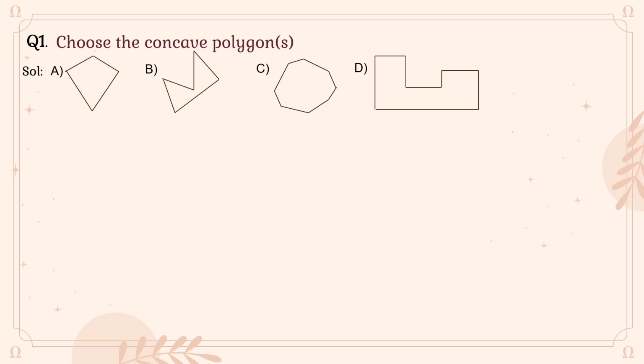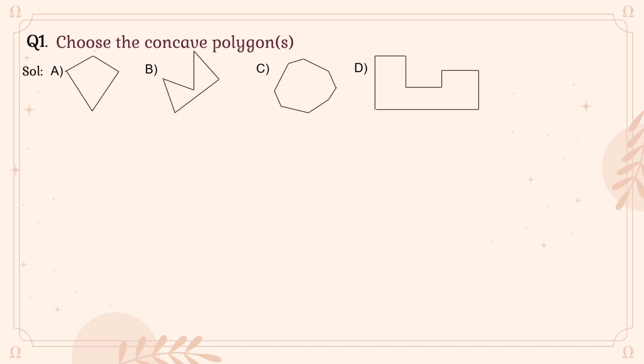First one. Choose the concave polygons. Now, you can see there are 4 different polygons given to you. From these 4, we need to choose one or more than one which are representing the concave polygons. Now, you tell me, if a polygon has to be a concave polygon, what is the first condition? At least one interior angle in that given polygon should be greater than 180 degrees. By looking at the figure itself, we can say.